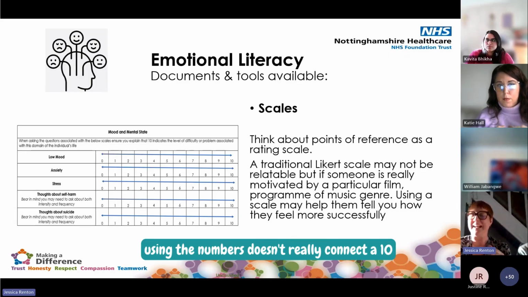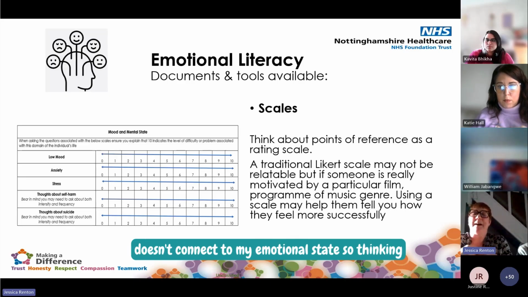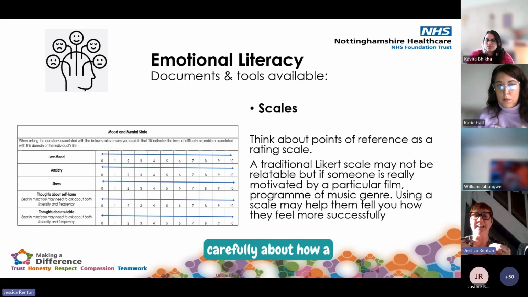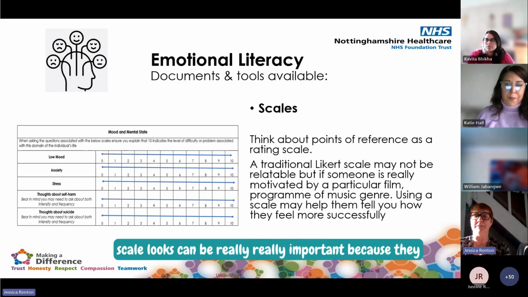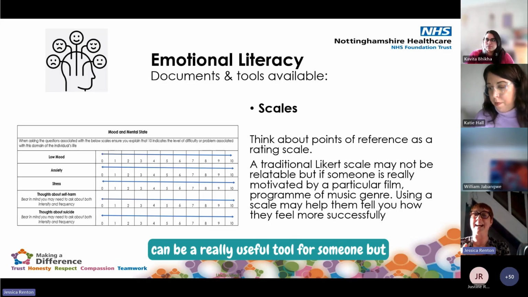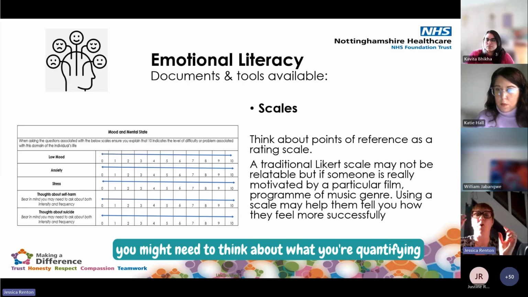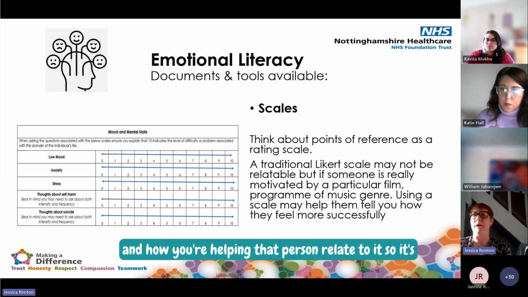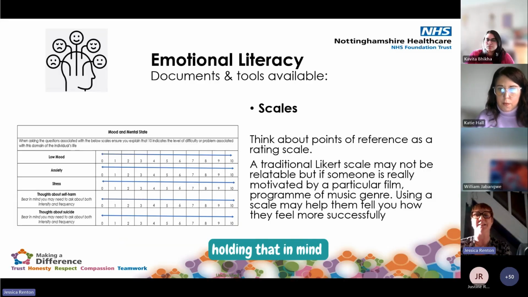Using the numbers doesn't really connect. A 10 doesn't connect to my emotional state. So thinking carefully about how a scale looks can be really important, because it can be a really useful tool for someone, but you might need to think about what you're quantifying and how you're helping that person relate to it. So it's just holding that in mind.